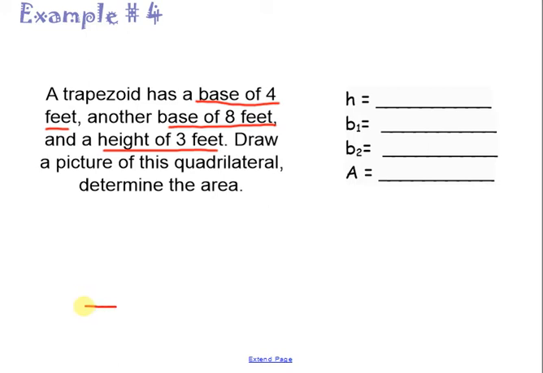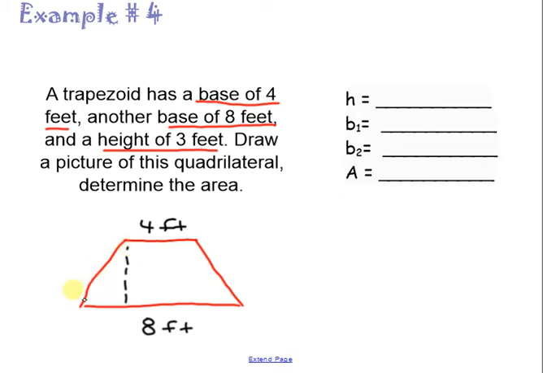Okay, so let's go ahead and draw it. And you can draw it sideways if you want. You can draw it upside down. So it has a base of 4 feet, has a base of 8 feet, and make sure that you draw the height properly. Remember, the height is not this slanted line. The height is from the highest point to the lowest point. And then we'll go ahead and fill in this here.